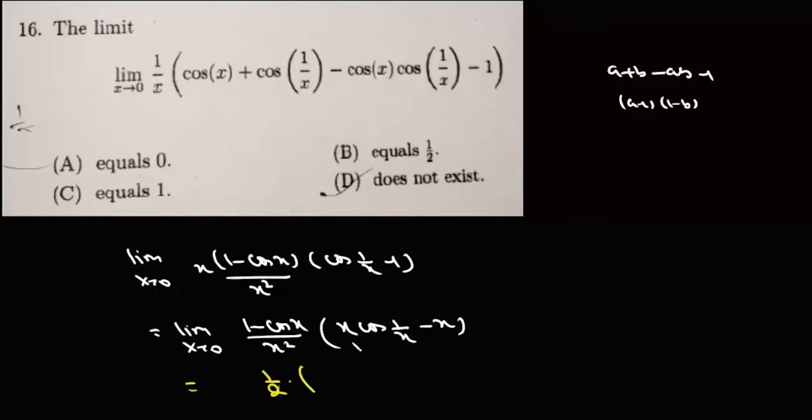So we can write this as the limit x tends to 0 of 1 minus cos x upon x square, and I'll multiply this x inside. So it will be x cos 1 by x minus x. Now the first one is the standard limit, and the answer to this standard limit is 1 by 2. And here we have the limit x tends to 0 of x cos 1 by x. Now this is 0 into cos infinite, and cos infinite is an oscillating value, oscillating between minus 1 and plus 1. So 0 into anything finite is 0, and the other term is also 0. So this is 1 by 2 into 0. So the answer to this limit is 0, and that's your option A.